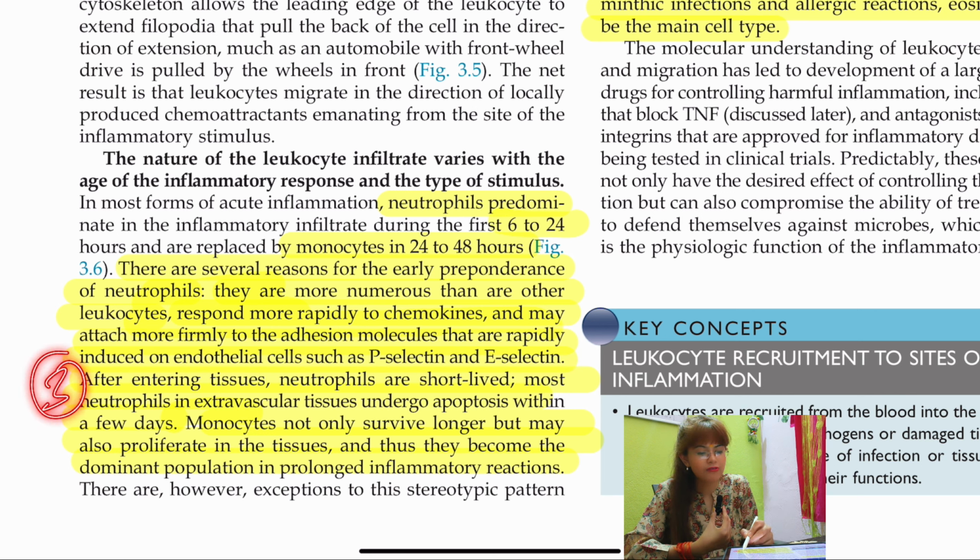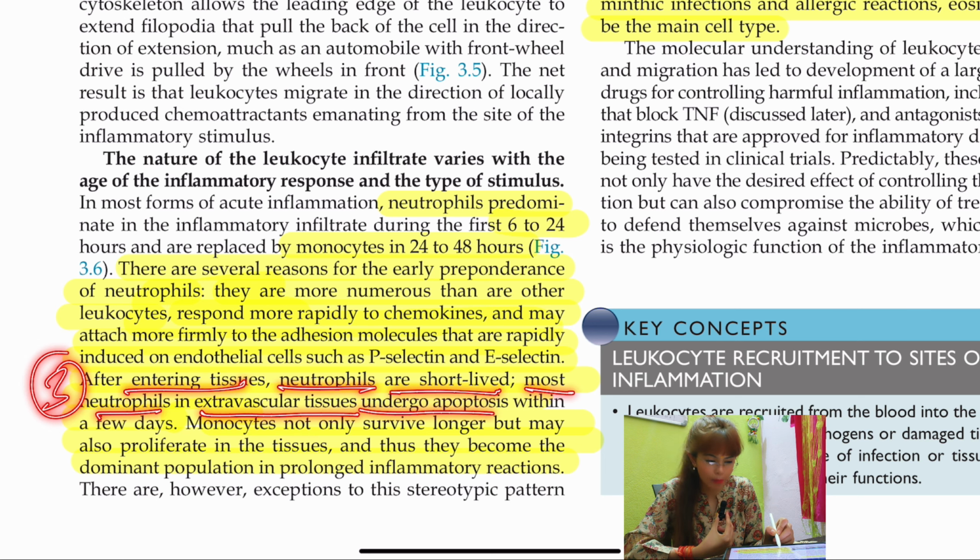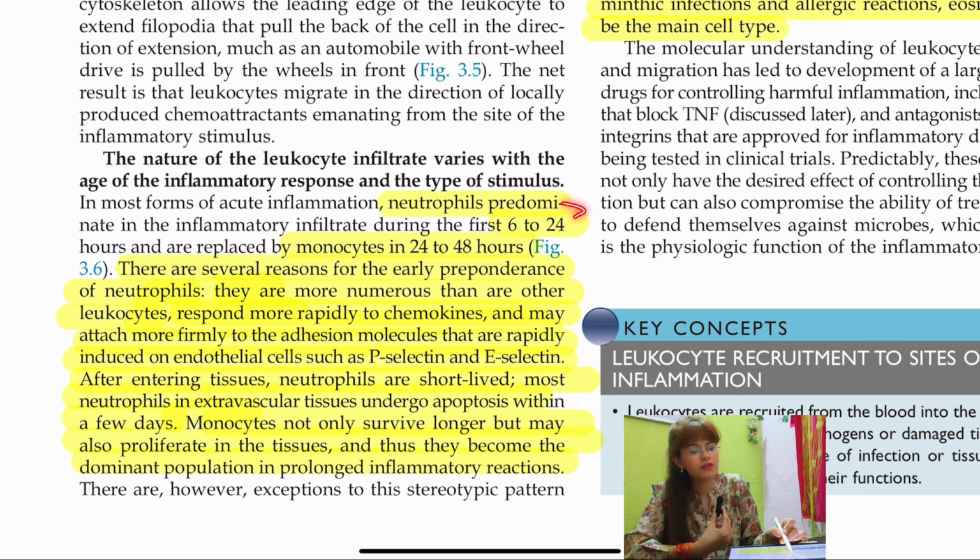Number three, after entering the tissues, these neutrophils are short-lived, and most neutrophils in the extravascular tissue undergo apoptosis within a few days. That is why they only remain in the first 6 to 24 hours and are not long lasting. Monocytes not only survive longer but may also proliferate in the tissue, and that is why they become the dominant population in the prolonged inflammatory reaction.